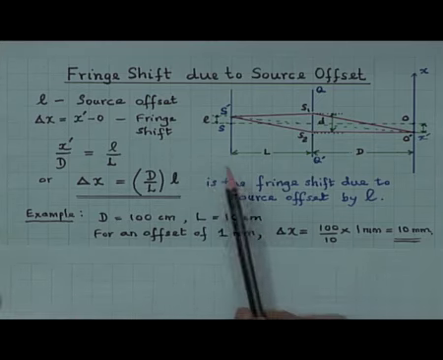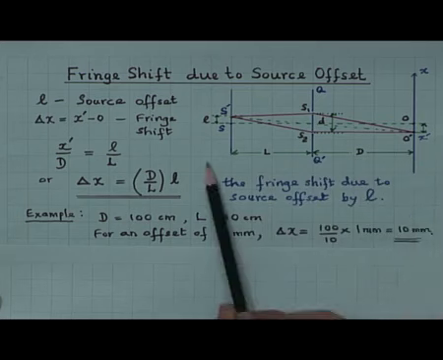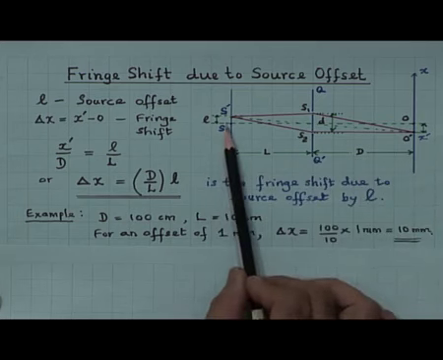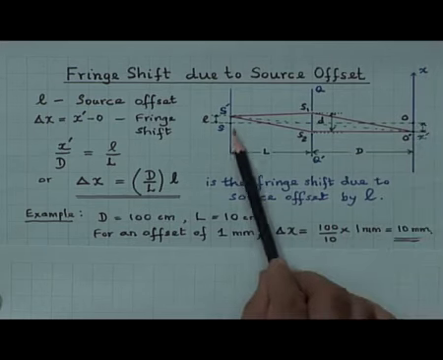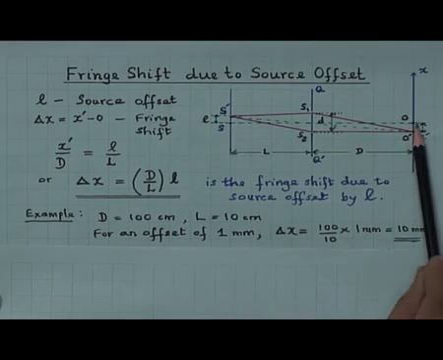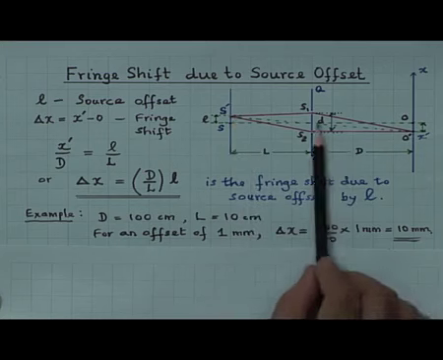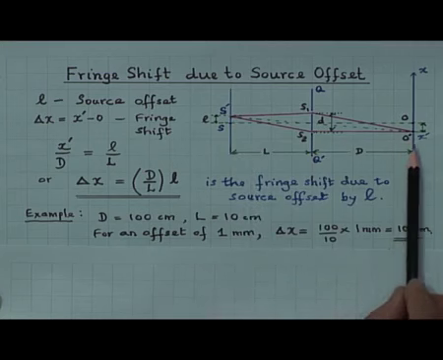In other words, if you are setting up the experiment, and the source S is not exactly normal and on the perpendicular bisector here, if there is a small shift, then the central fringe will shift to this side.